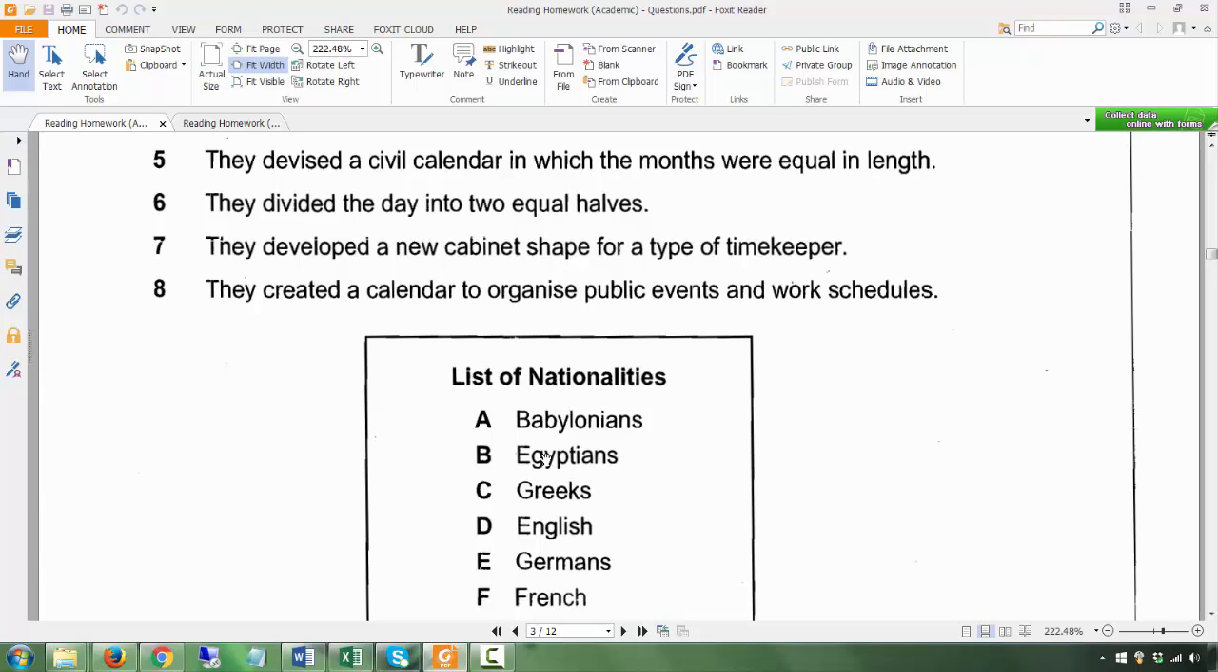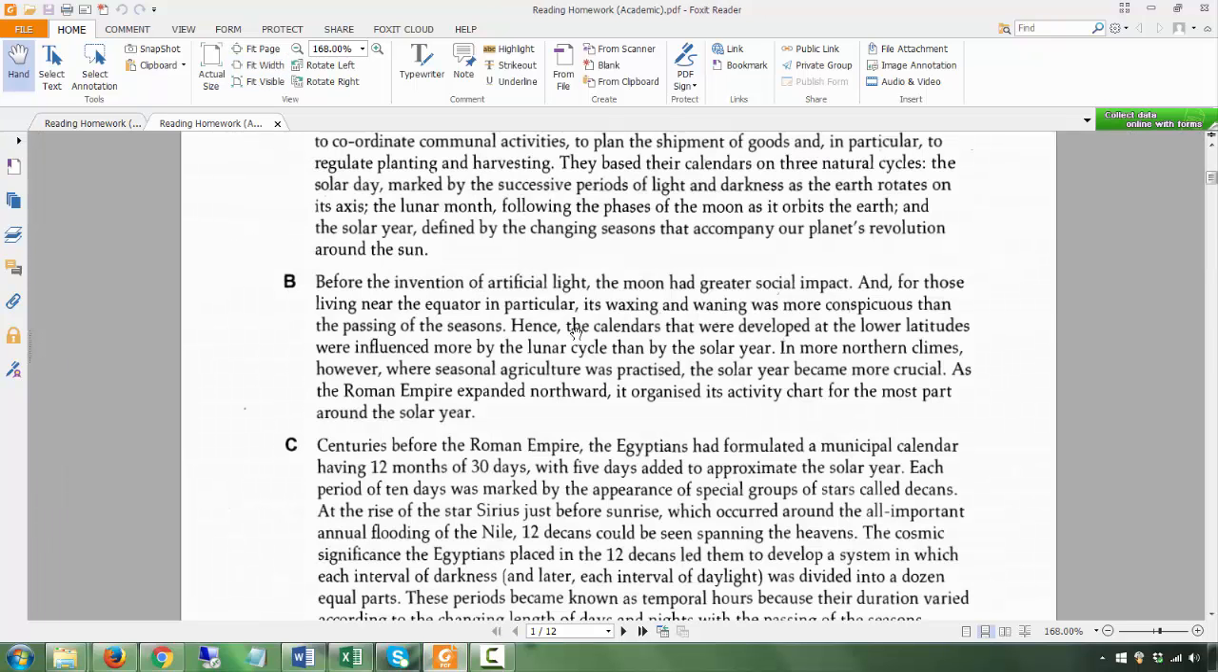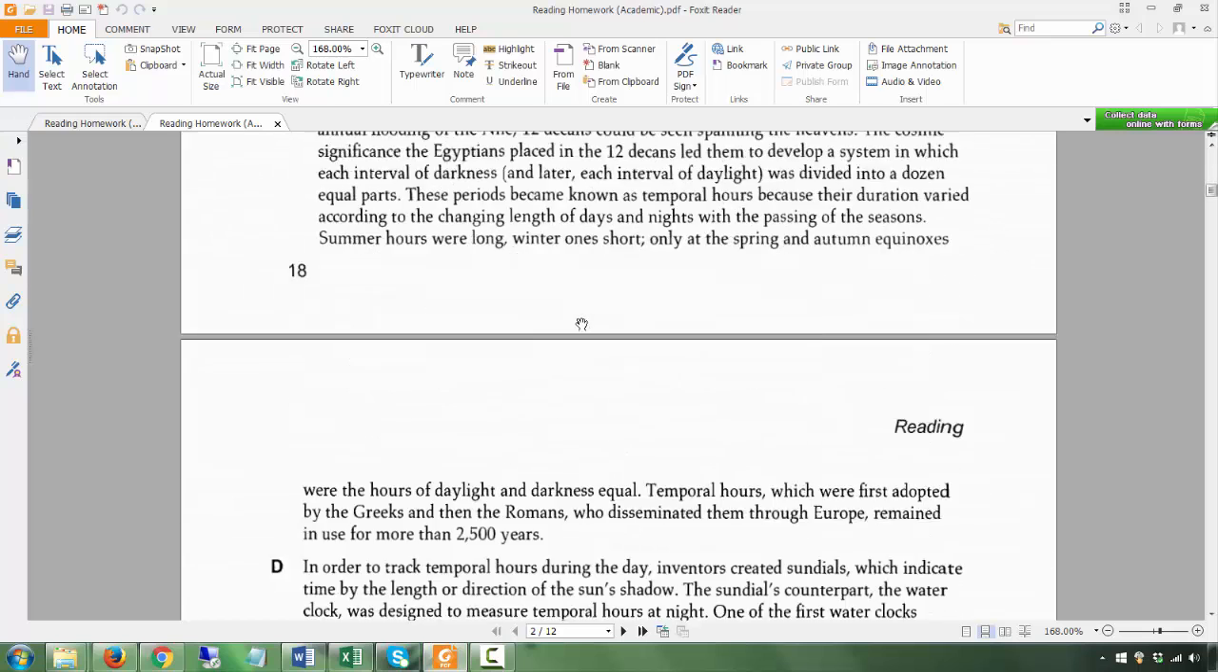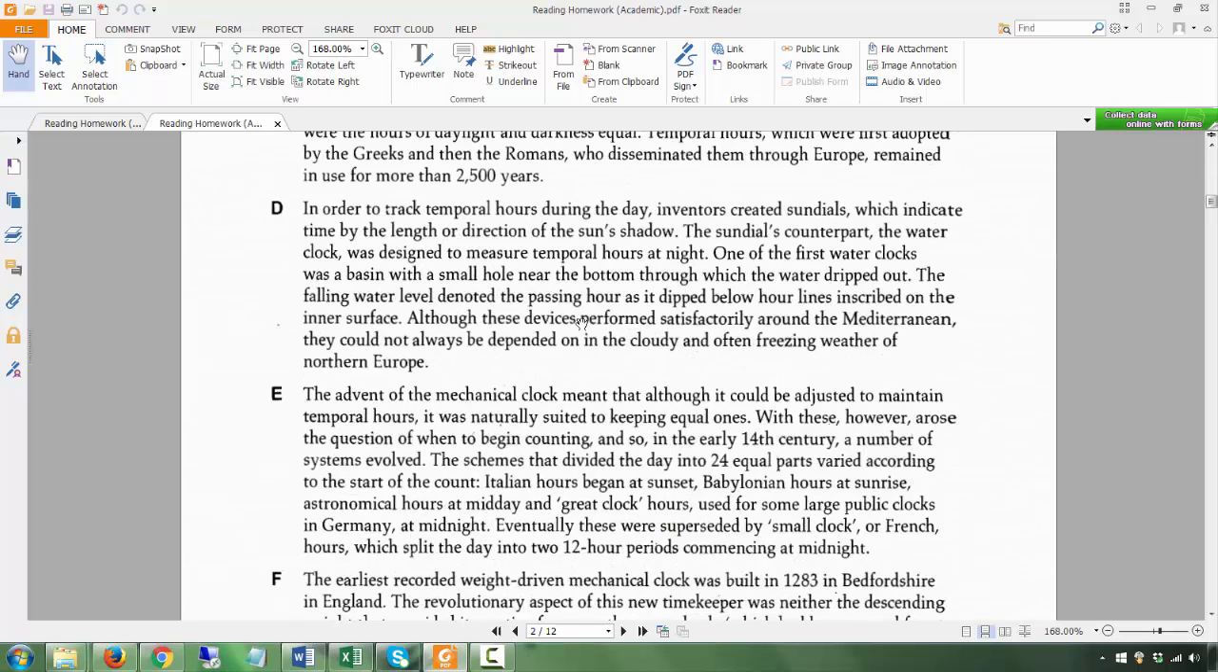They divided the day into two equal halves. 6 is going to be F, French. The French people. Where does it talk about two equal halves? All right, two equal halves.